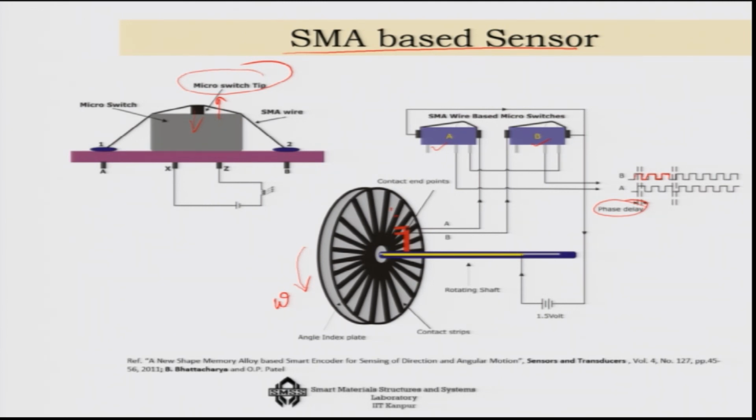So, briefly I have told you what the shape memory effect is. I have told you about 3 shape memory effects, one way, two way and pseudo elasticity, and I have talked about shape memory actuators and shape memory based sensors in this particular overview.